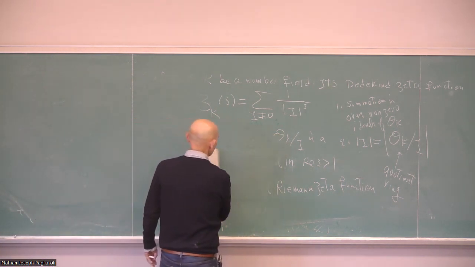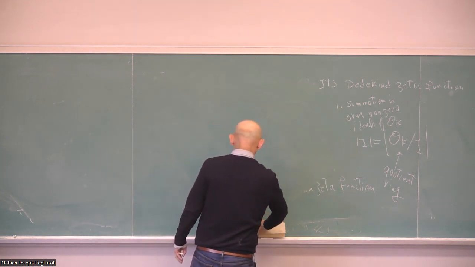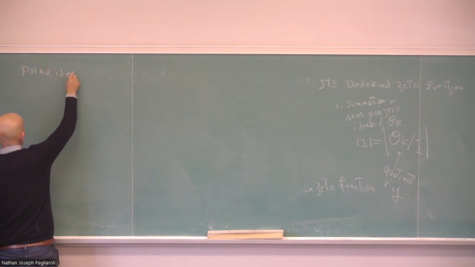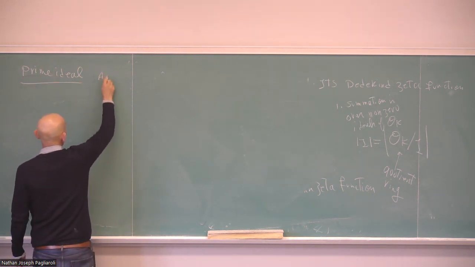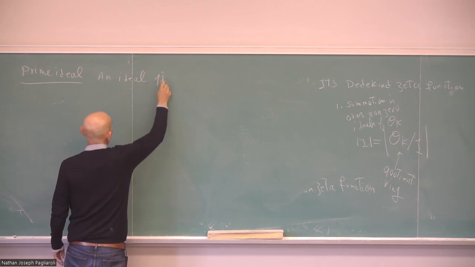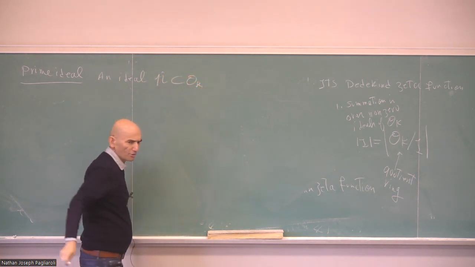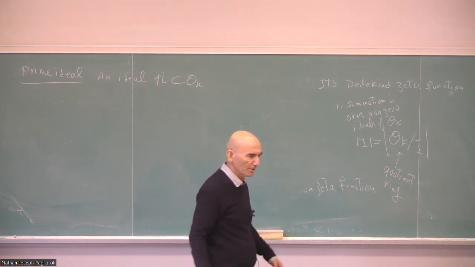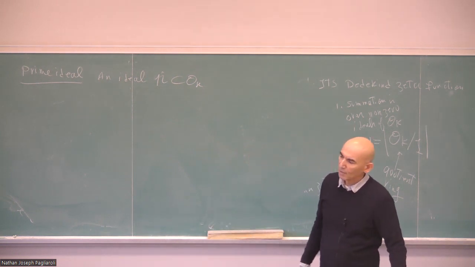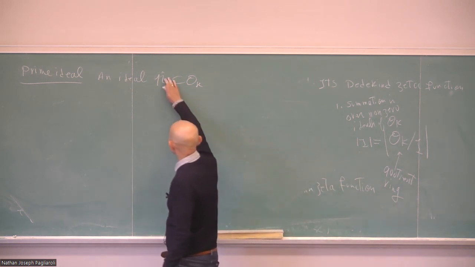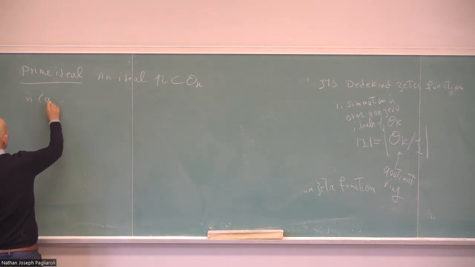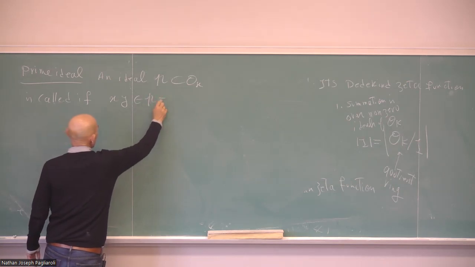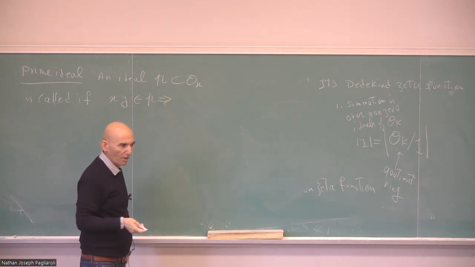Right. So now we need a definition of prime ideal. So an ideal P inside O_K. This is for any ring, actually. You don't have to be in O_K, but I just want to work with O_K. Today, I really love O_K. I don't want to get out of O_K. So you have O_K. An ideal P is called prime if xy belonging to P implies that either x belongs to P or y belongs to P.